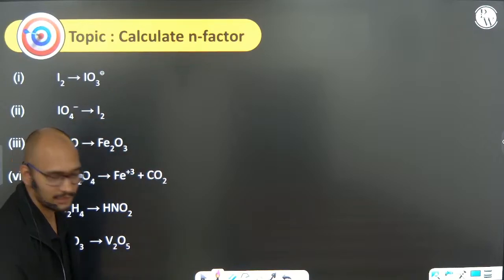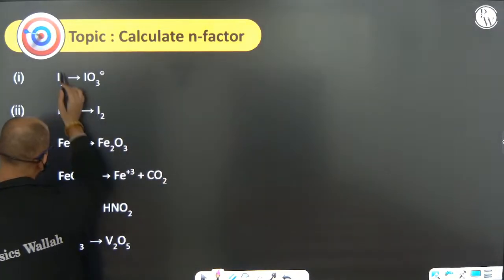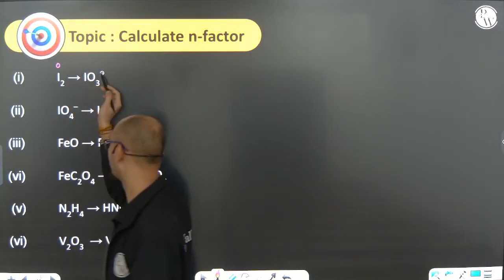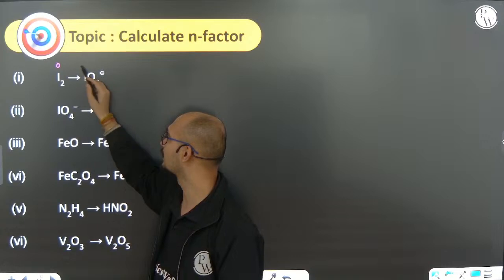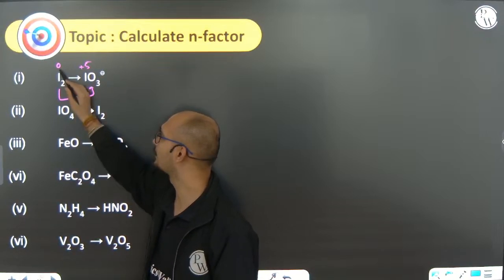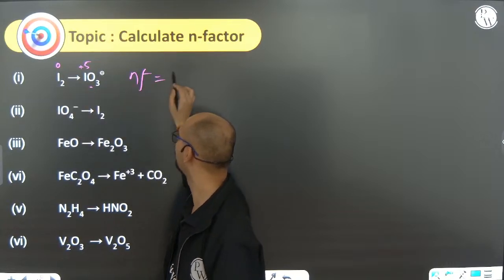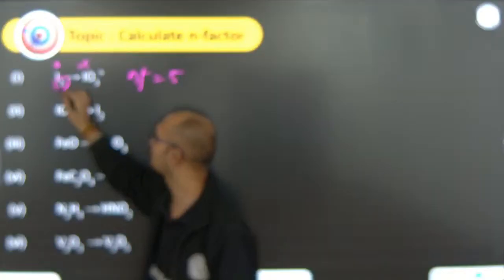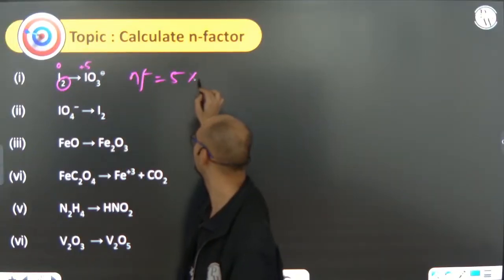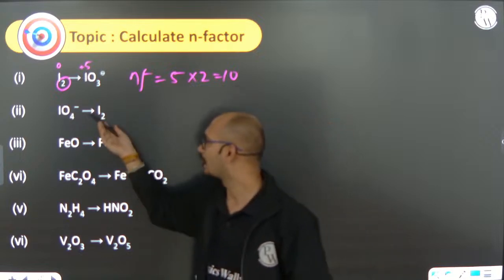Come on, let's see the n factor. You have seen the rules. Now I will be directly using them. How to use it? Now iodine is going to be 0. Here iodate, IO3-, so iodine is going to be +5. How much is the change? 0 to 5. So n factor will be 5 multiplied by how many iodine atoms there are? 2. 5 twos are 10. Not a big deal. N factor is 10.